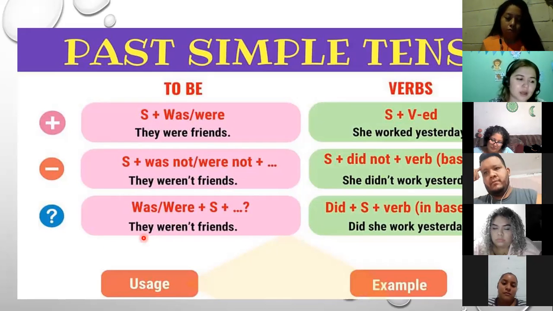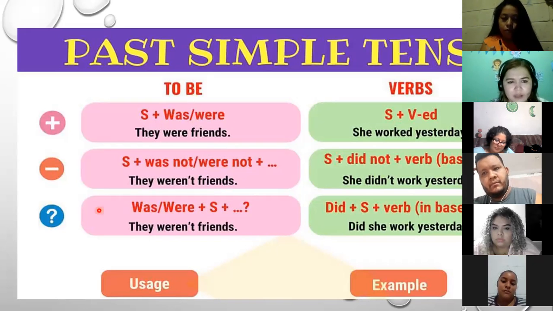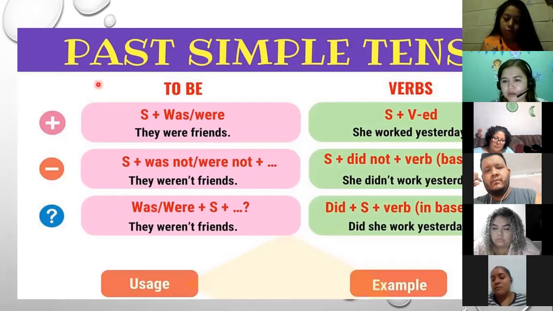Or they were not friends, okay? Or were they your friends? Okay, eran ellos tus amigos? Were they your friends? Okay, so that's how we use the verb to be. And what else we have right here? We have the verbs, okay?